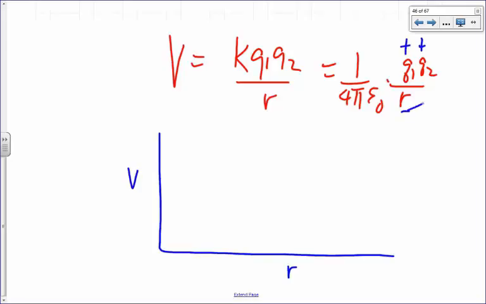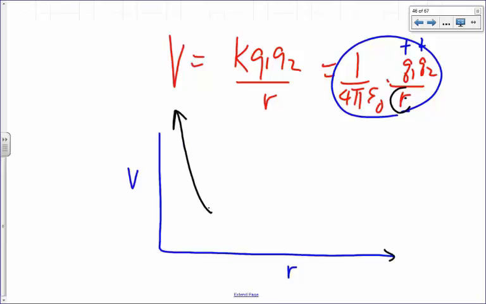What happens to this function at very small r? When r is very small, it becomes very large, potential energy approaches infinity. What happens when r approaches infinity? It approaches 0. So that's your potential energy function. Now let's interpret what this potential energy curve means.